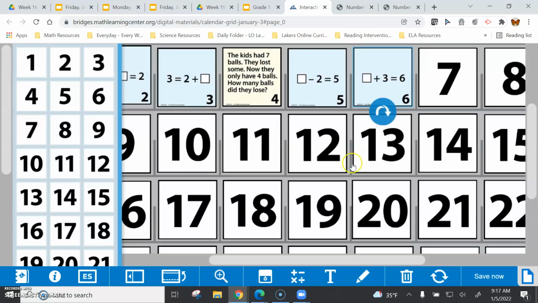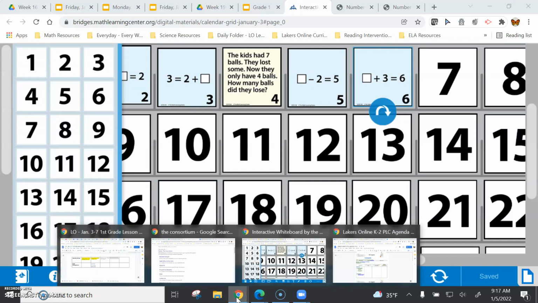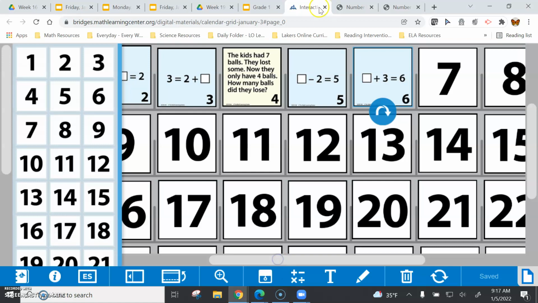Whoa, we have another equation. Something plus 3 equals 6. Do you have any idea what it could be?